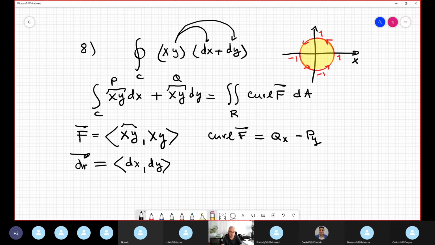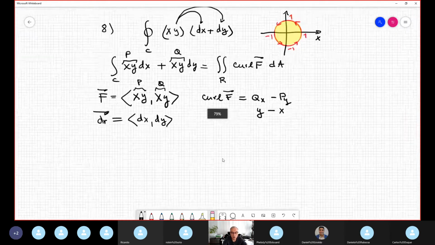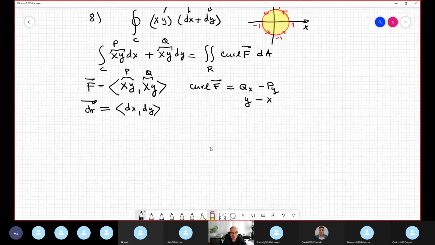Okay, this is P, this is Q. And you differentiate: the partial derivative of Q with respect to x is y. The partial derivative of P with respect to y is x. This is the curl. But our double integral can allow us to compute the line integral using the Green theorem, a double integral in the region R, where the integrand function is y minus x dA.